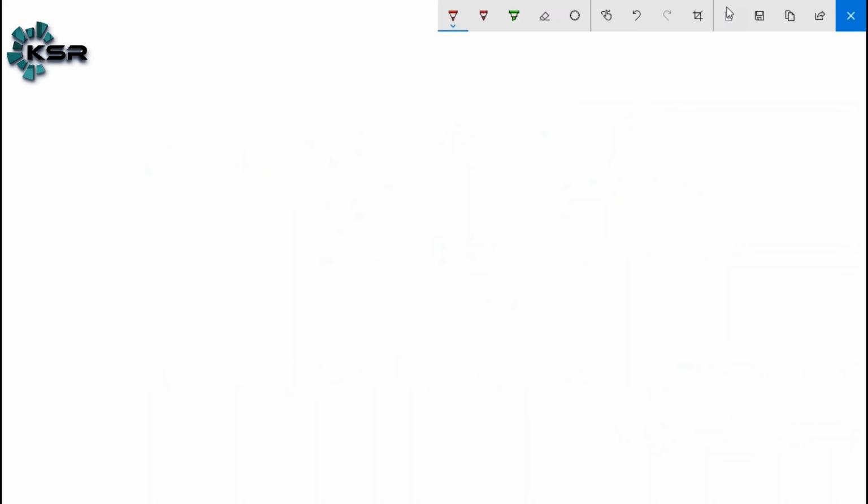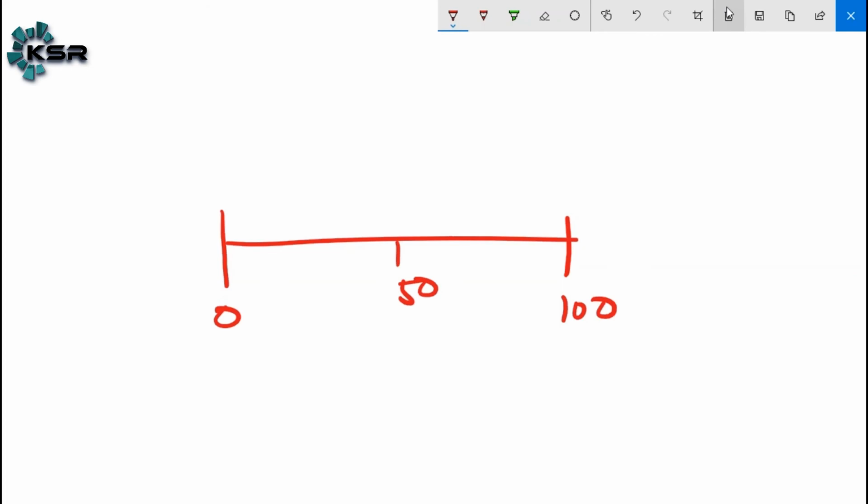Here, for example, assume this is the value, and assume 0, 50, 100, just as an example. Let's say the lower side of 50, what will be the values? Lower side means 50, 49, 48, 47, and it will go down to 0. The higher side of 50 means 51, 52, 53, 54, like that.